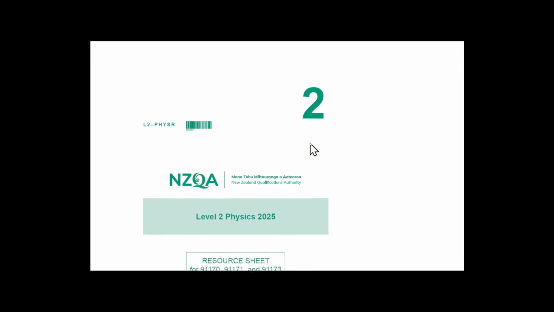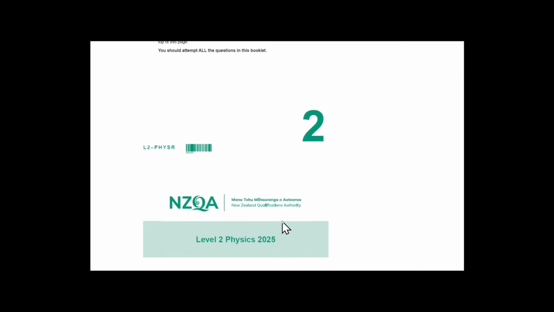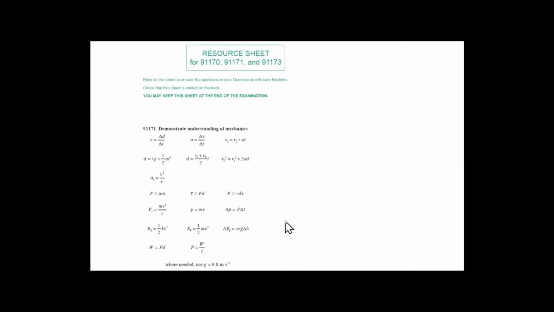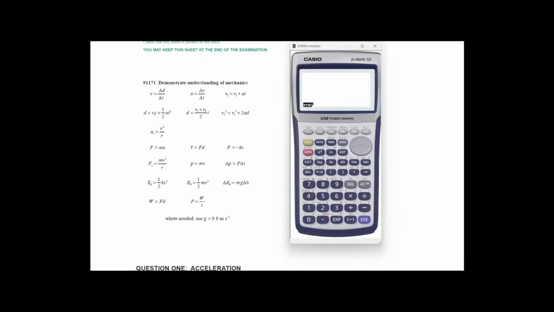We're going to be using the formula sheet, the resource sheet that's provided to students in the exam, most notably this bunch of formulae and equations that were given to students in the exam. And we'll also be using the Casio 9800 series calculator, the most common calculator used. So let's do it to it.